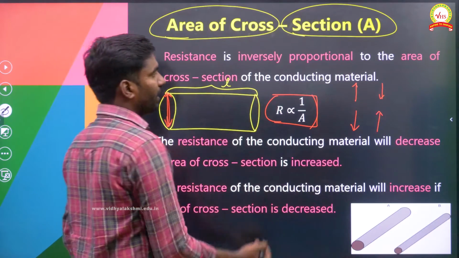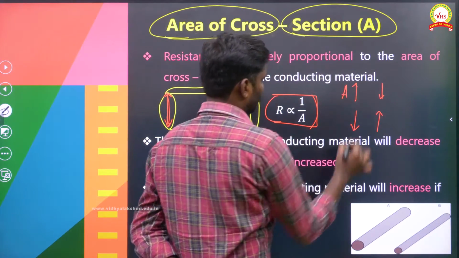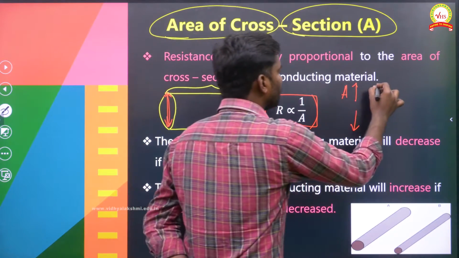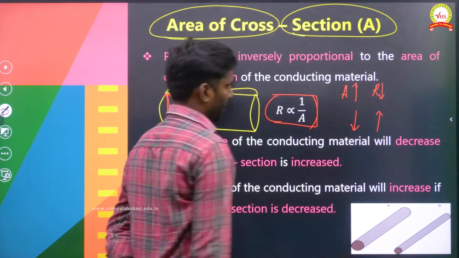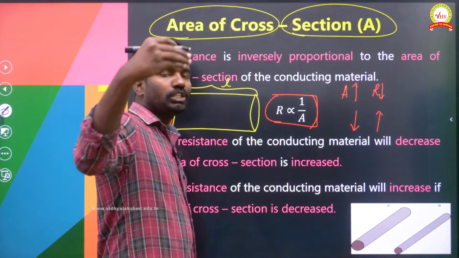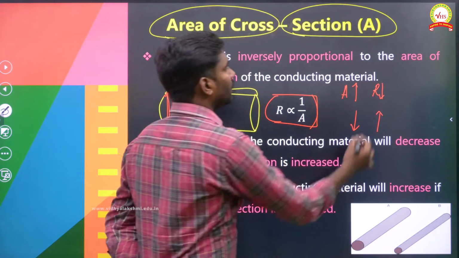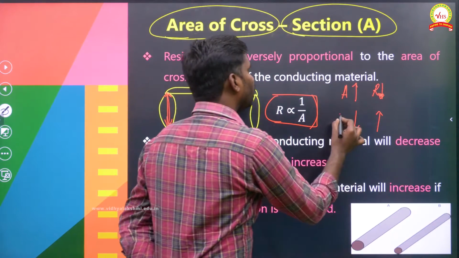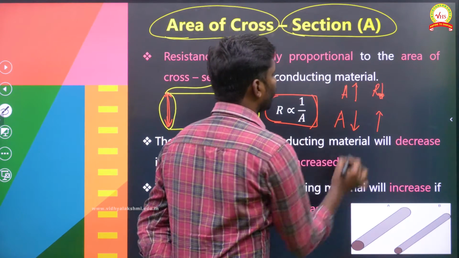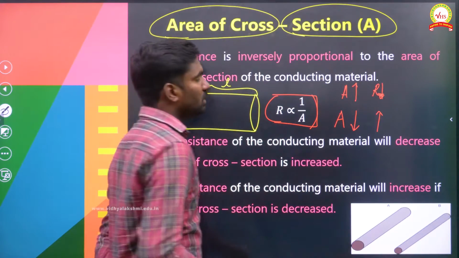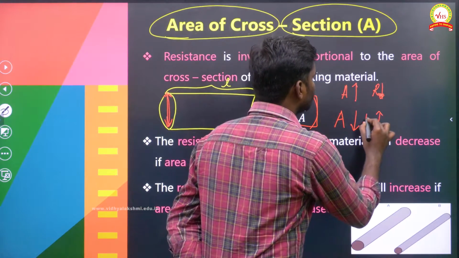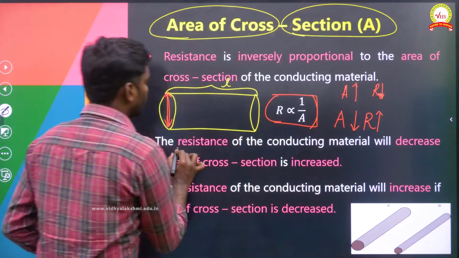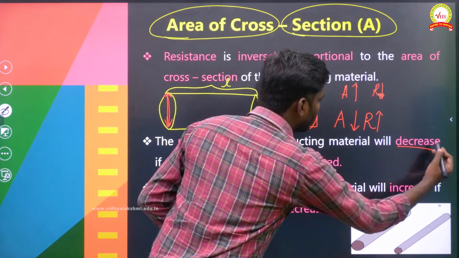So here, what are the two quantities? One is the area of cross section. If I am increasing the area of cross section, what will happen to the resistance? The resistance will decrease. Clear? If the area of cross section of a conducting metal is increased, the resistance of the conducting material will decrease. Suppose I am decreasing the area of cross section, what will happen to the resistance of the conducting material? The resistance of the conducting material will increase.